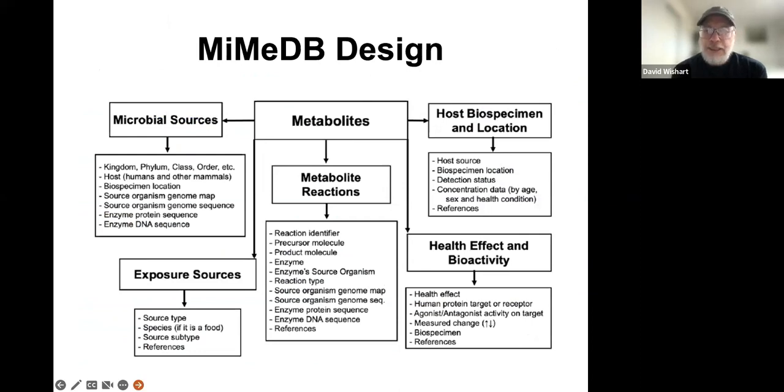The database is trying to bring together many sources, not only metabolism, but also microbes and food information and information about the biospecimens, the health effects, and bioactivity. So this is actually probably our most ambitious and complicated database because it tries to bring metagenomics, genomics, metabolomics, exposomics, all those omics together into one resource to help inform us about what's known and what's being discovered. And it's intended not just as a data resource, but also potentially a discovery resource.